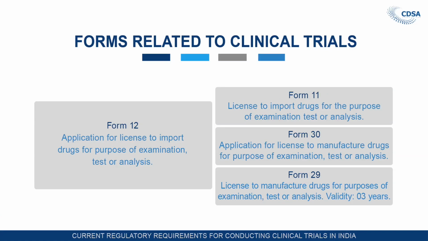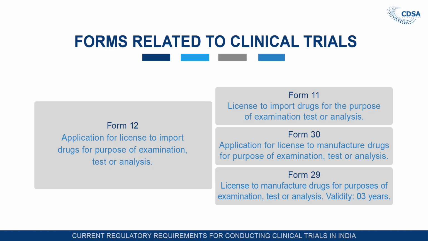These are some of the other forms for testing and analysis purposes. Form 12 is an application for license to import a drug for the purpose of examination, test or analysis. These also include the clinical trial purpose. So, if somebody would like to import the drug for clinical trial purposes, then he has to take a permission and apply in form 12. It is called the test license. In form 11, you will get the license to import a drug for the purpose of examination, test or analysis. Form 12 you have to apply, you will get form 11.